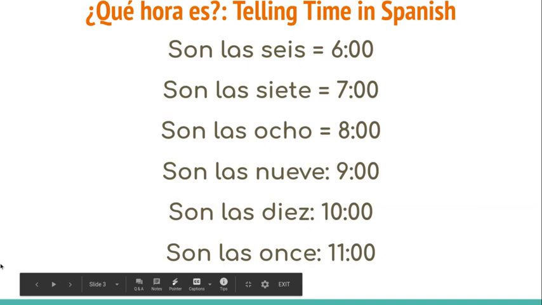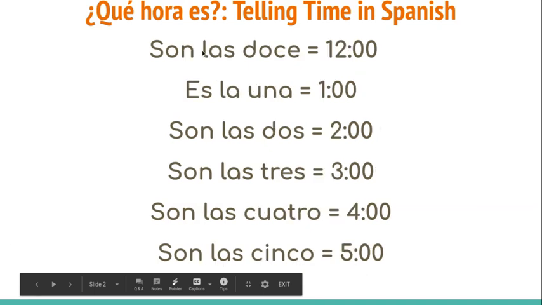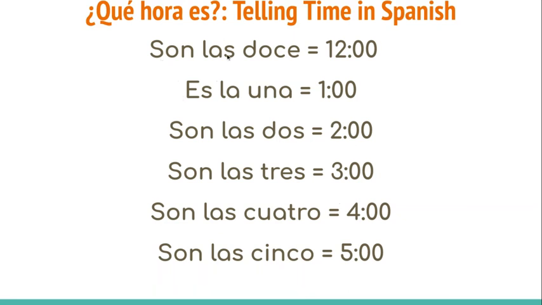For 11 o'clock. You may have noticed that all of our times, except for 1 o'clock, start with this phrase, son las, and then a number. Son las, if we literally translated it, would mean the hours are 12. So it sounds a little bit funky if we literally translate it, but think about it just saying it's and then the time. Like in English, son las 12, it's 12 o'clock.